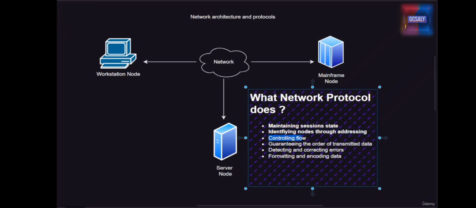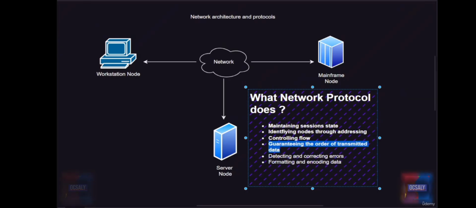We are also going to control the flow. The amount of data transferred across a network is limited, of course, so protocols can implement ways of managing data flow to increase throughput and reduce latency. We are also going to be guaranteeing the order of transmitted data. Many networks do not guarantee that the order in which the data is sent will match the order in which it is received, and a protocol can reorder the data to ensure it's delivered in the correct order.